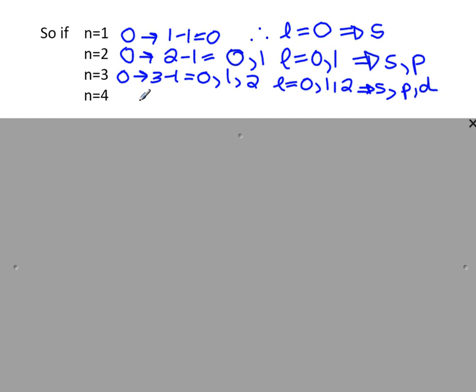And we can keep going, do one more for 4. So hopefully you see the pattern now, 0 to 4 minus 1. This will give me 0, 1, 2, and 3. So that means for my L values, I've got 0, 1, 2, 3. This is going to mean S, P, D, and F. There are 4 in the fourth energy level.